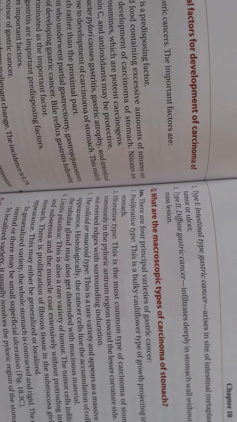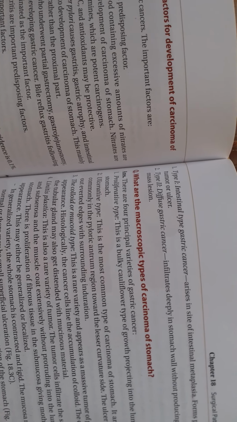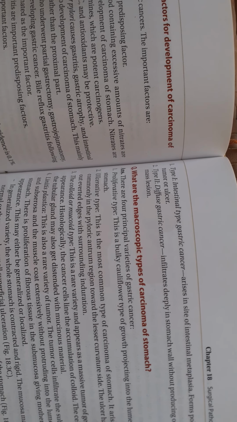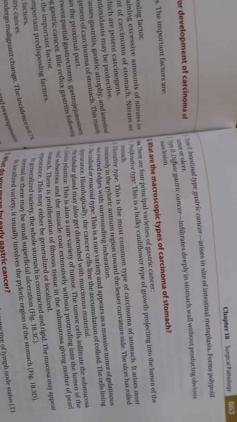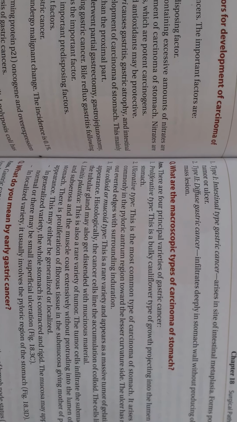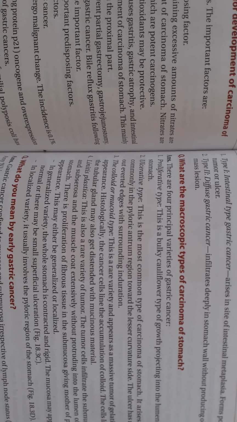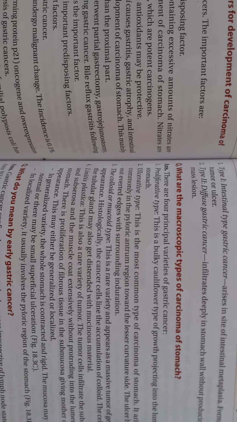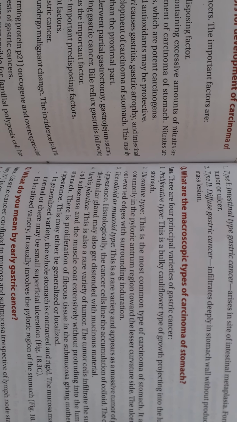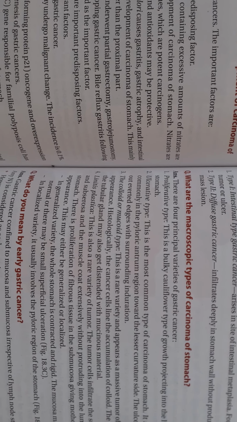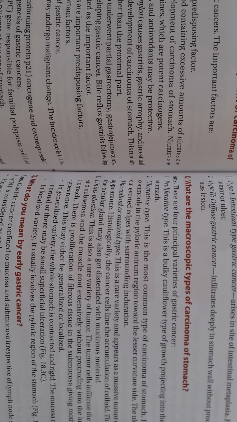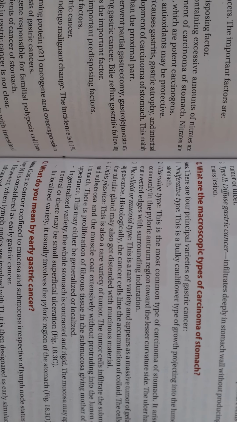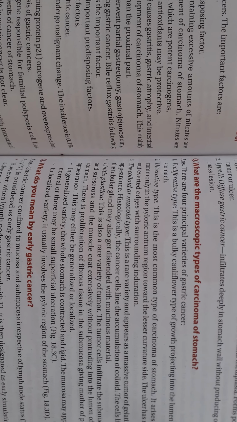So what are the macroscopic types of carcinoma in the stomach? There are four principal varieties of gastric cancer. Proliferative type: this is a bulky cauliflower type of growth proliferating into the lumen of the stomach. Ulcerative type: this is the most common type of carcinoma of the stomach. It arises most commonly in the pyloric antrum, rising towards the lesser curvature side, and the ulcer has rolled out, everted edges with surrounding induration.